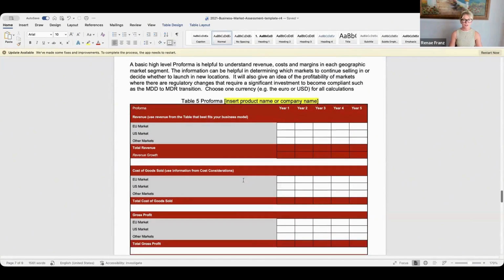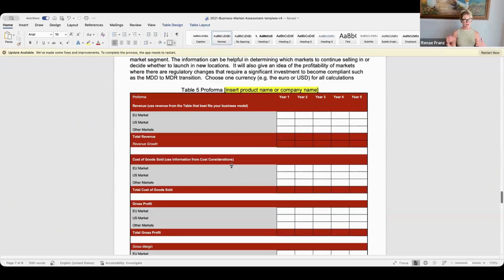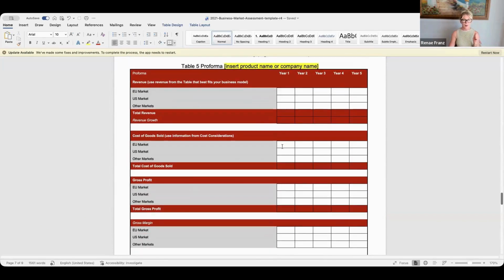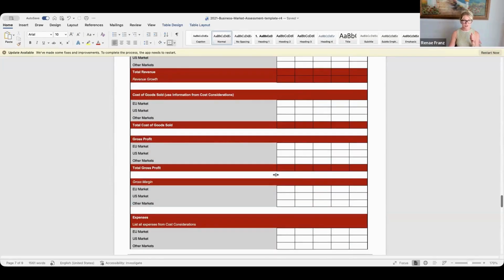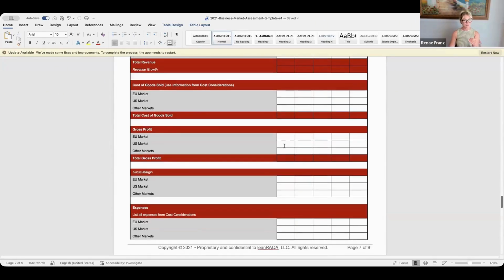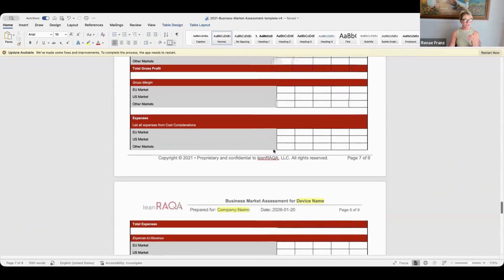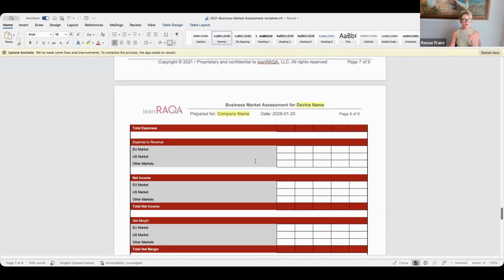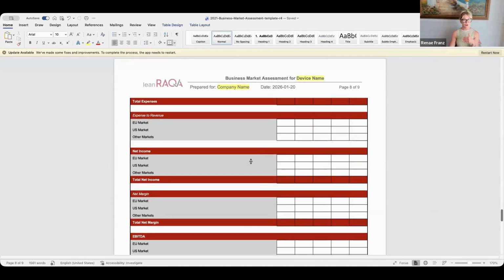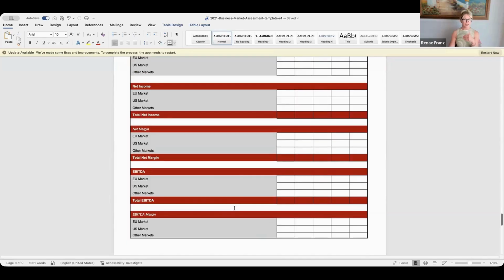And then here's where you're going to drop in that information. So again, in a spreadsheet, you would have all of this linked. So the revenue exercise that we talked about will all link here. Your cost of goods sold from the cost considerations will all link here. And then that will be connected to showing you what your gross profit is, your gross margin, any additional expenses, your expense to revenue ratio, your net income, and your EBITDA margin.